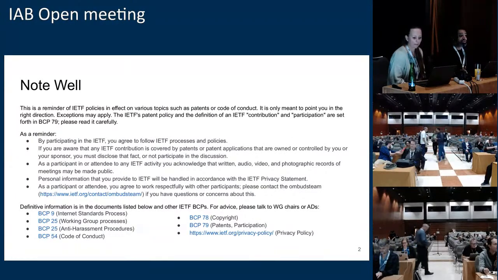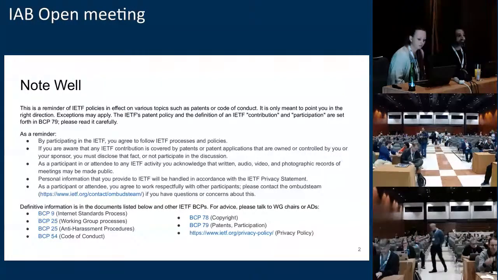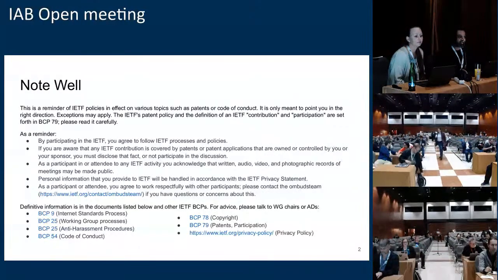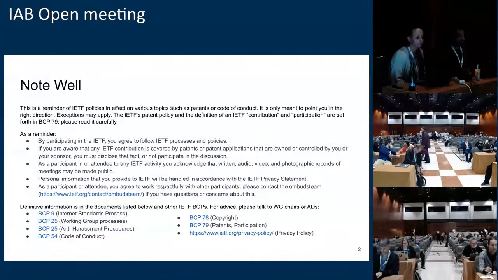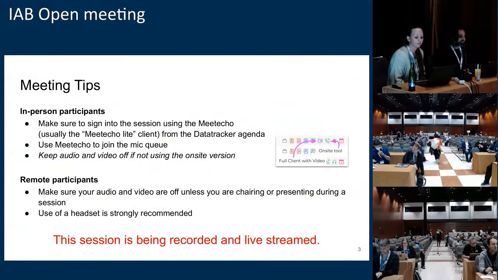Note Well applies. Please give focus to all the BCPs and our policies under which this meeting is running, with special attention to the code of conduct. Please be kind and respectful of each other, and take care of other IETF processes as well while you are contributing in this room.